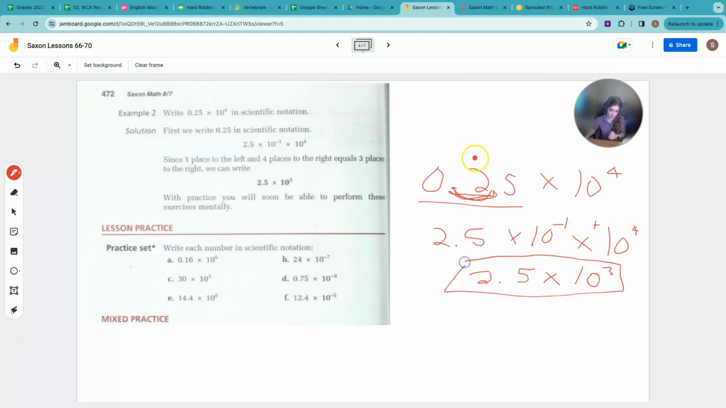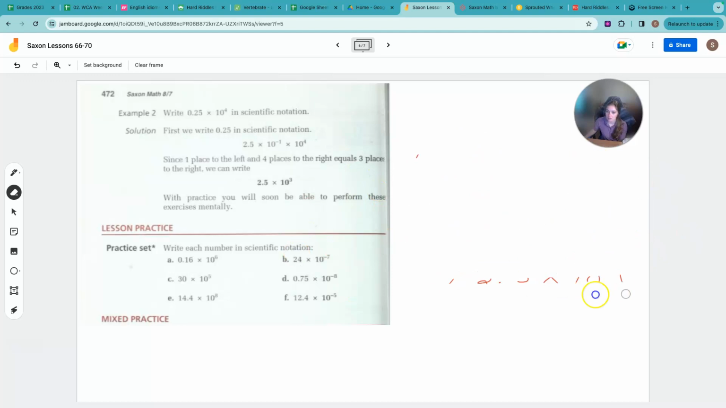So again, just to recap, the reason why we changed this by moving the decimal point over is because the decimal point was not to the right of the first number that is not 0. Okay, I'd like you to practice your skills here and check your answers in the solution manual. I would like you to do A, B, and D. A, B, D. Once you're done, check your answers in the solution manual and let me know how you did.